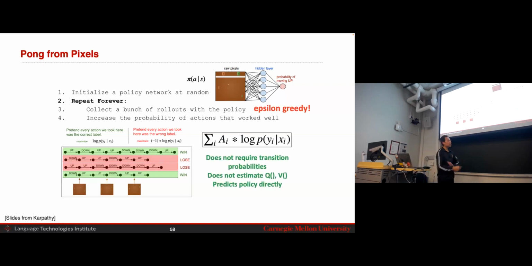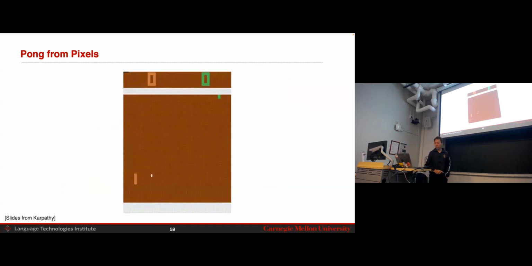So this algorithm seems very simple. It doesn't require knowing transition probabilities, how your states and actions go to next states. We saw that could be an issue. It doesn't require estimating your Q's and V's, your state and action value functions. We saw that could also be an issue, but rather it just directly estimates your policy. It just directly trains its policy network based on this objective. And it can actually work pretty well. After a while, you can start learning to play pretty well.